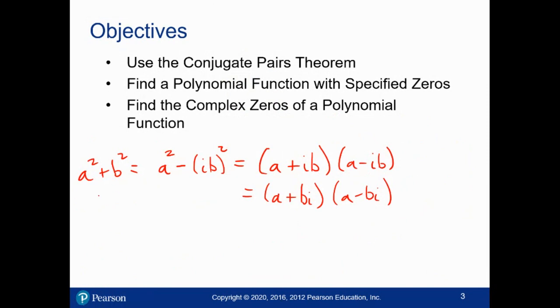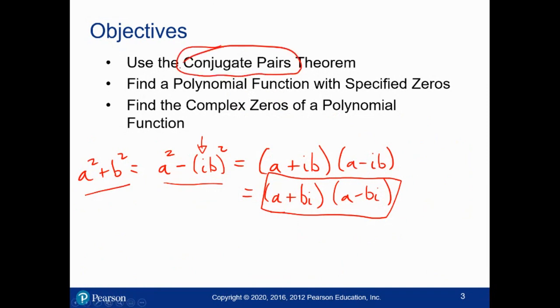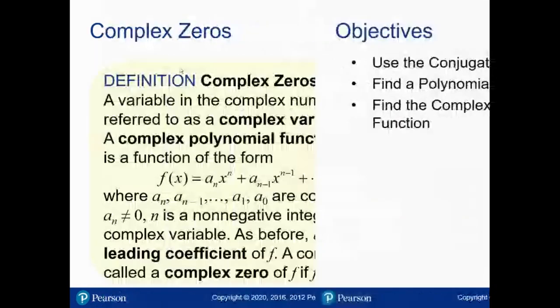So you can factor the sum of two squares by turning it into a difference of two squares involving this complex variable i, and now I have it factored using complex numbers that form a conjugate pair. A pair of numbers that are conjugate to each other are what's called a conjugate pair. Okay, so that's the background on how you add and subtract complex numbers and what a conjugate is.